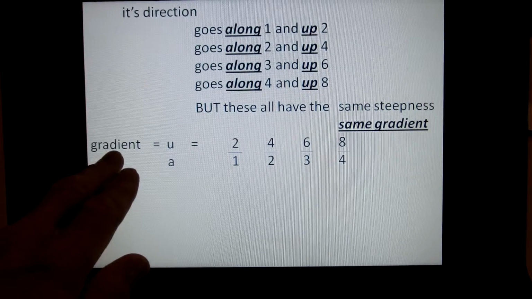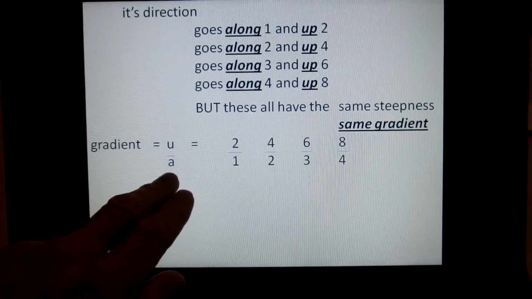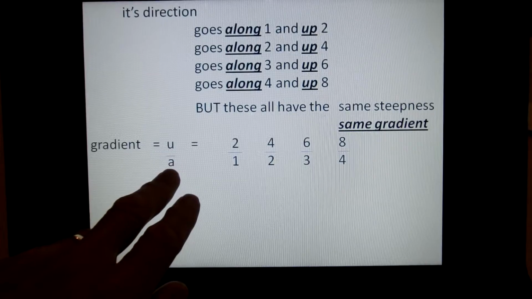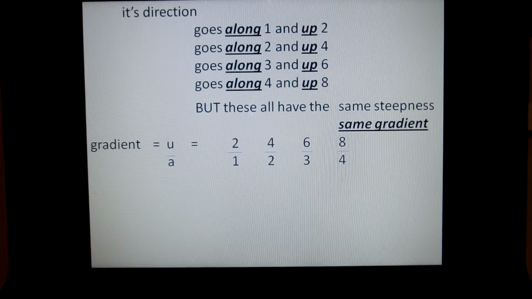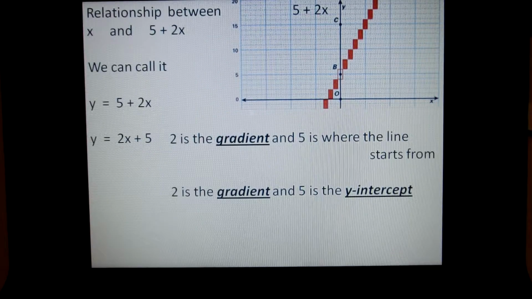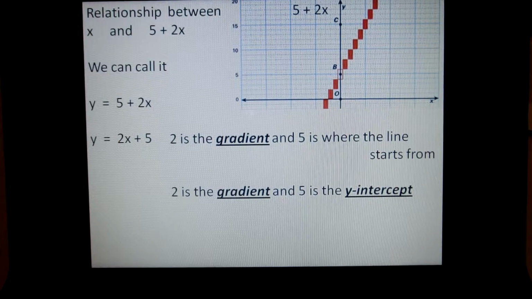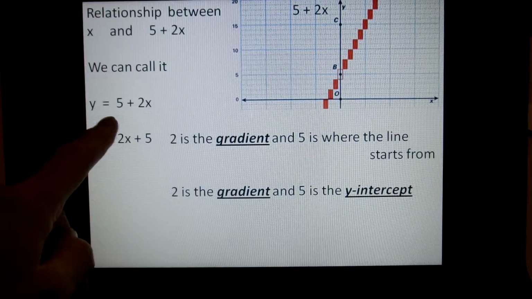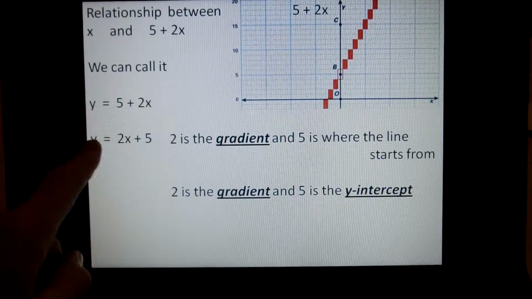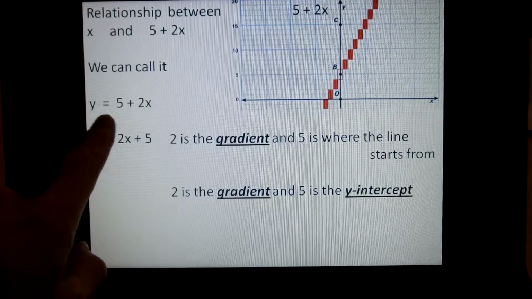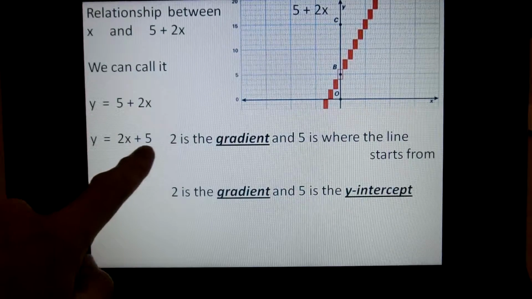What you do have to remember is the gradient is up divided by along, or the change in y divided by the change in x, if you wish to describe it that way. So the relationship between x and y: this is the y scale on the graph, and we can say that the relationship is y equals 5 plus 2x. That's the way people would normally describe it. You can change the order. It doesn't have to be that way around. You can say it that way around: y equals 2x plus 5.